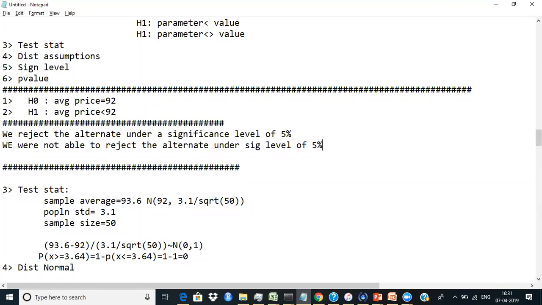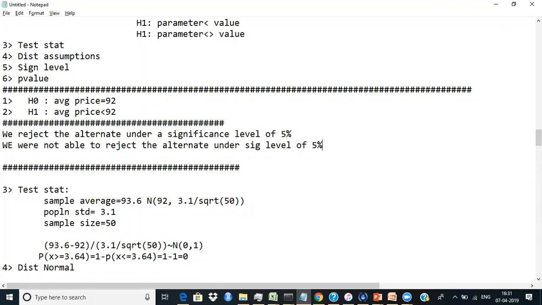No, it means, but we'll not say that. Statement, we are only looking at alternate. Yes, forget null, only alternate. Because in business, null is fixed. Null will always be parameter equal to a value. Alternate is chosen based on the business priorities. So business will be more interested in the alternate. So you either reject the alternate or not reject the alternate.